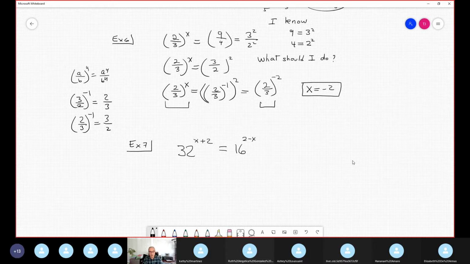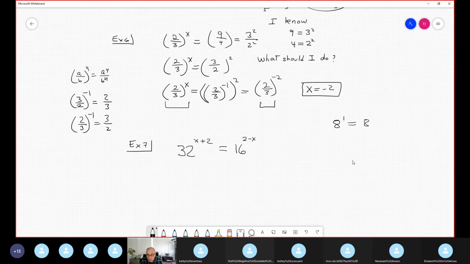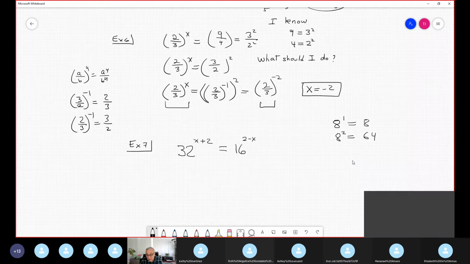Entonces my question is, what is the common base that I need to use in this problem? What is the common base? What is the common base that has a relationship between 32 and 16? 8. I suppose that no, because 8 to the first power is 8 and 8 to the second power is 64. Remember, this is exponent, not multiplication. Entonces, maybe 8 times 2, maybe in your mind, 4.